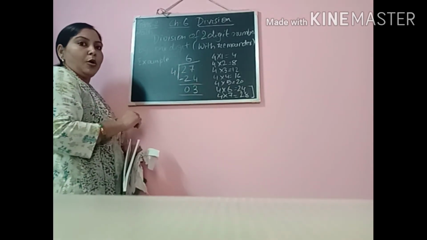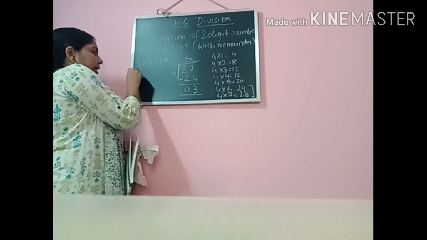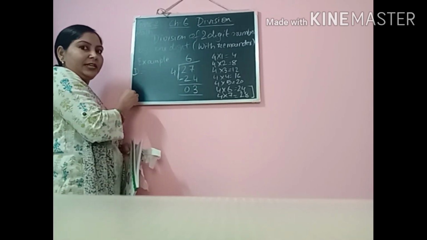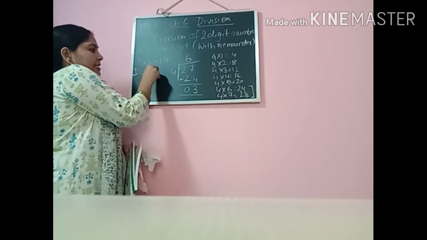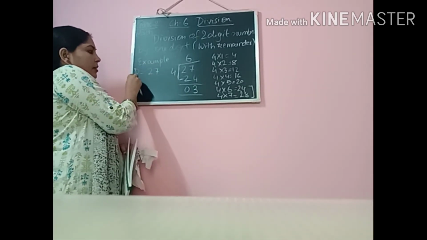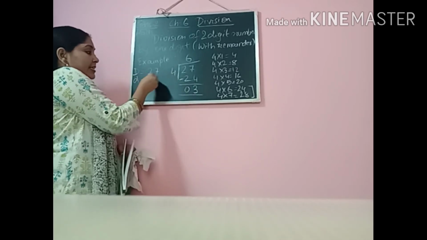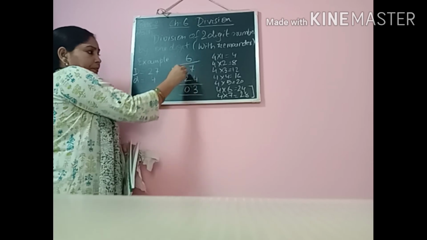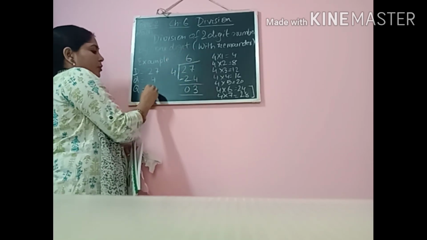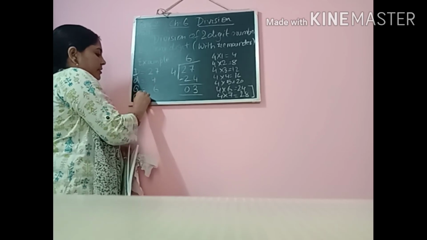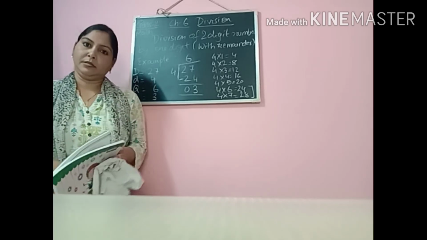Now we will write all the parts of the division. Let us write D, that is capital D stands for dividend, as I told you earlier. So what is the dividend over here? 27. Then what is the divisor? Small d is the divisor, which is 4. Then quotient. What is the quotient here? This is our quotient, 6. And the remainder is 3. So we have got here all the parts of the division.